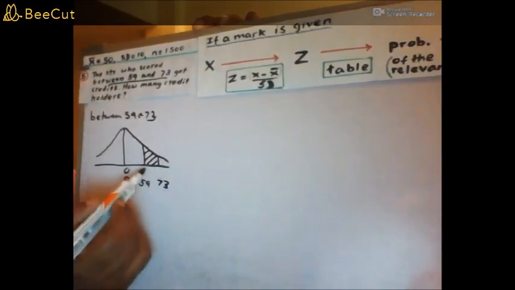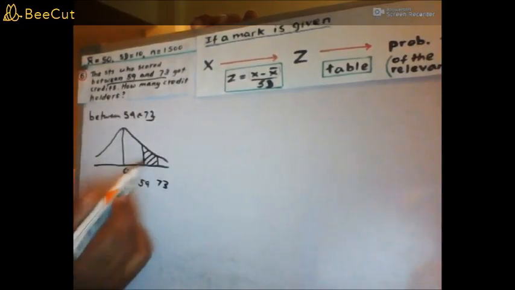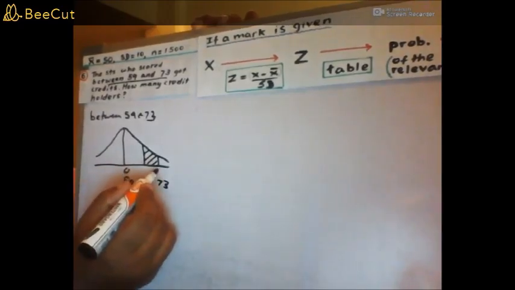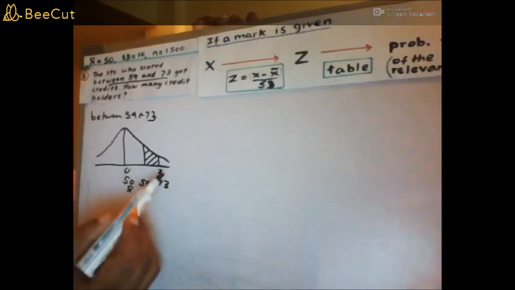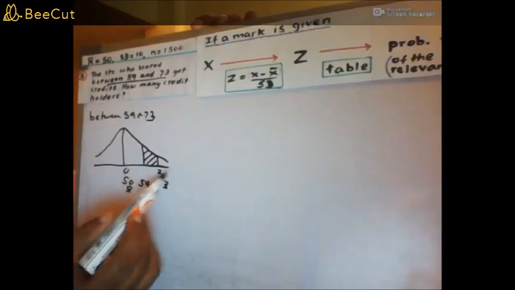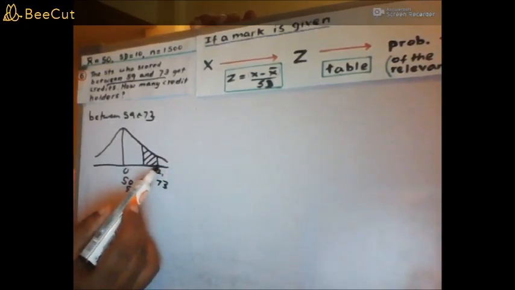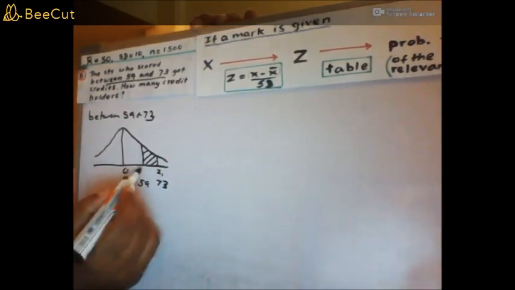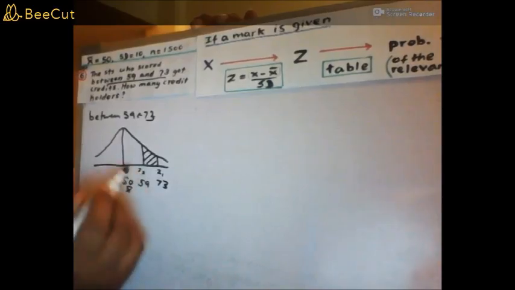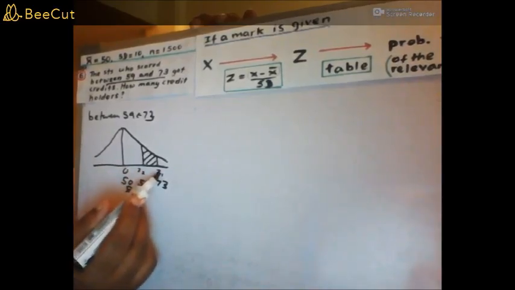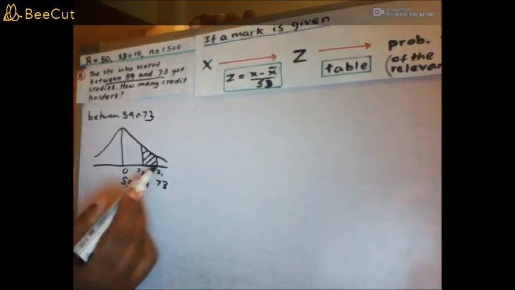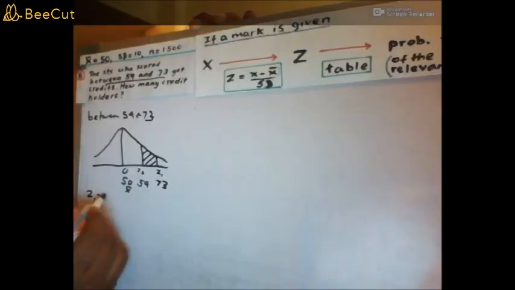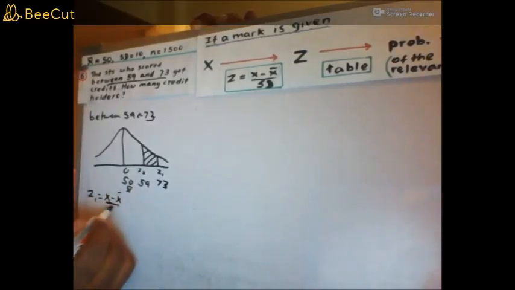Now we have to find the relevant Z values, then find the probability. So we'll mark this one as Z1, the one closer to the end, because we have to deduct Z2 from Z1. This is the larger value, so we'll take this one as Z1. So Z1 equals x minus x bar divided by SD.